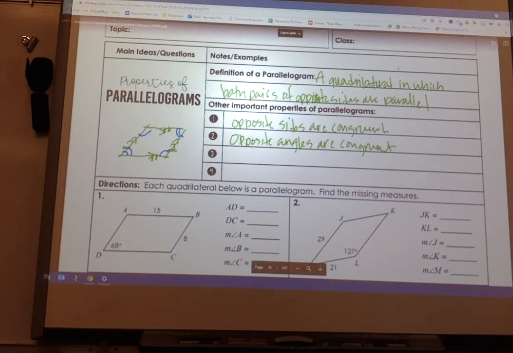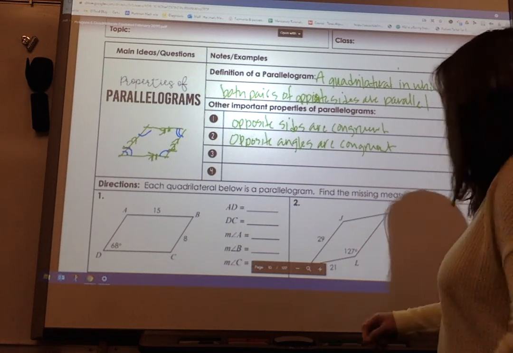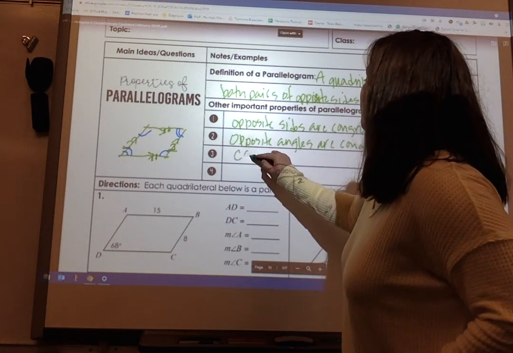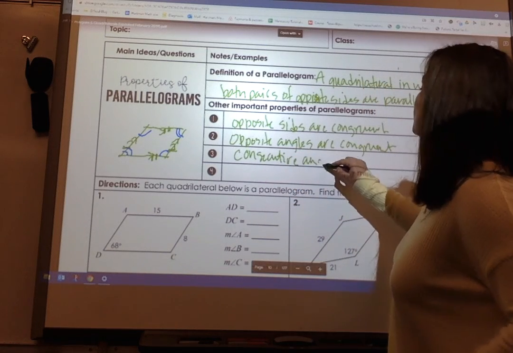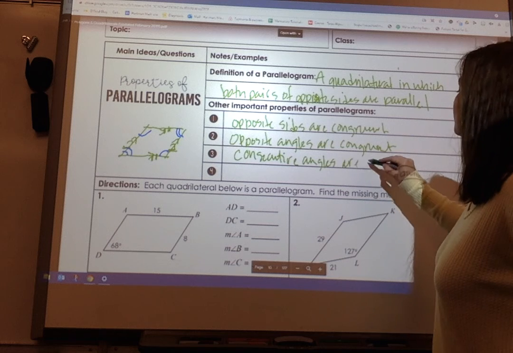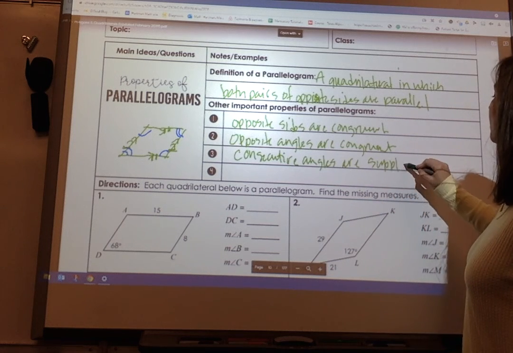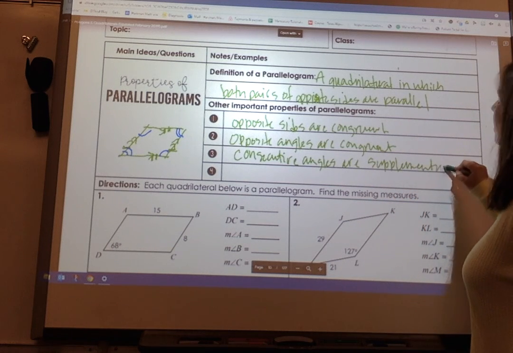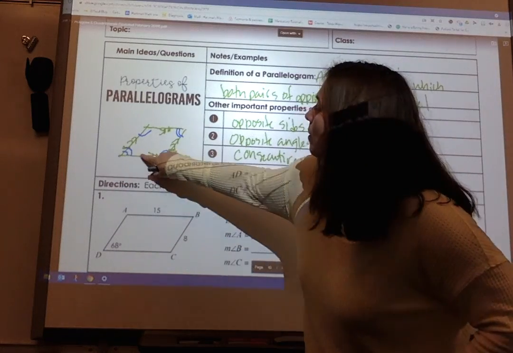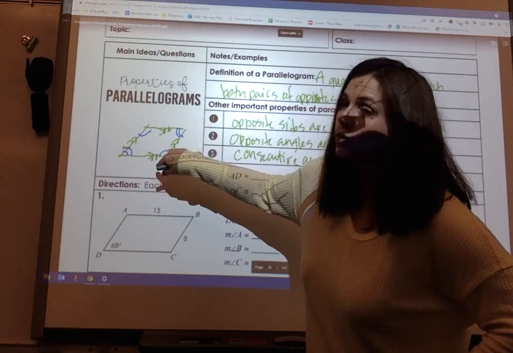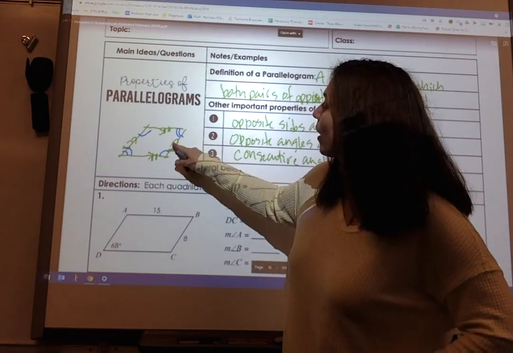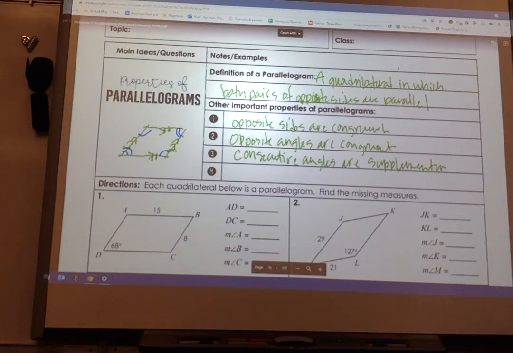I also know that consecutive angles are supplementary. And you know that because two parallel lines cut by a transversal, consecutive interior angles. So these are still consecutive interior angles, and then we know that they are supplementary.